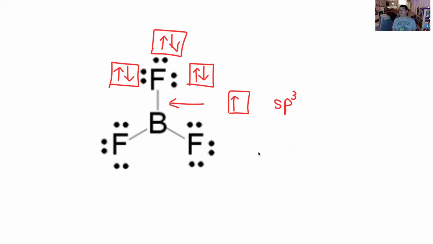So in the BF3 example, boron is sp2 hybridized. One s and 2 p's got blended together, whereas fluorine is sp3 hybridized. One s and 3 p's got hybridized. The easiest way to remember it is just counting the domains. 2 domains, sp. 3 domains, sp2. 4 domains, sp3. 5 domains, we now need to move into the 3rd energy level, so sp3d, and 6 domains, sp3d2.